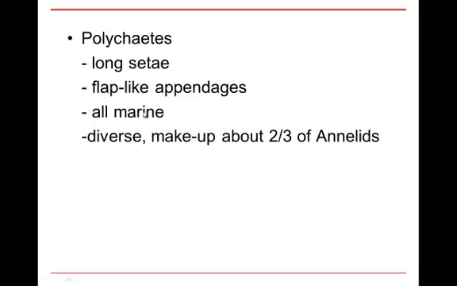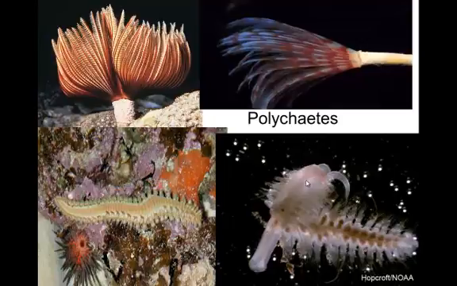All of the polychaetes are marine. They're quite diverse. There are two different types of polychaetes: tube worms, and then the free-dwelling polychaetes. And here we can see photographs of the two types. They make a tube, and they live in there. And they have this fan. Sometimes they call them fan worms.